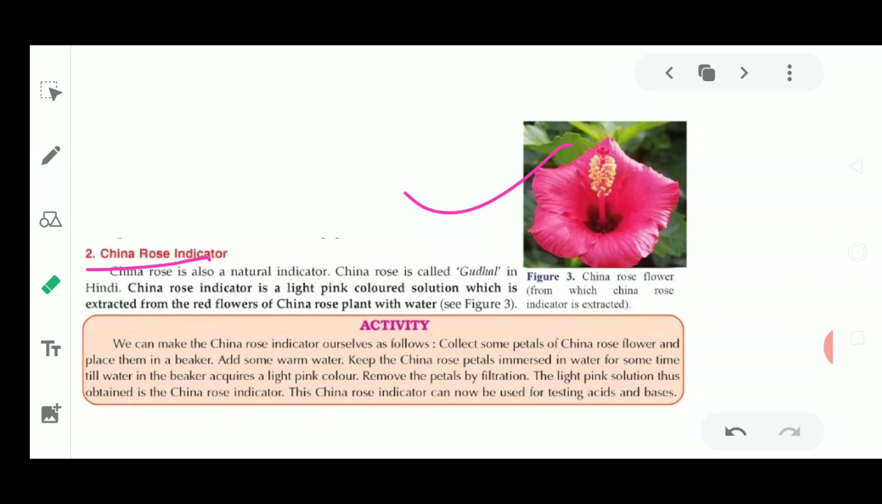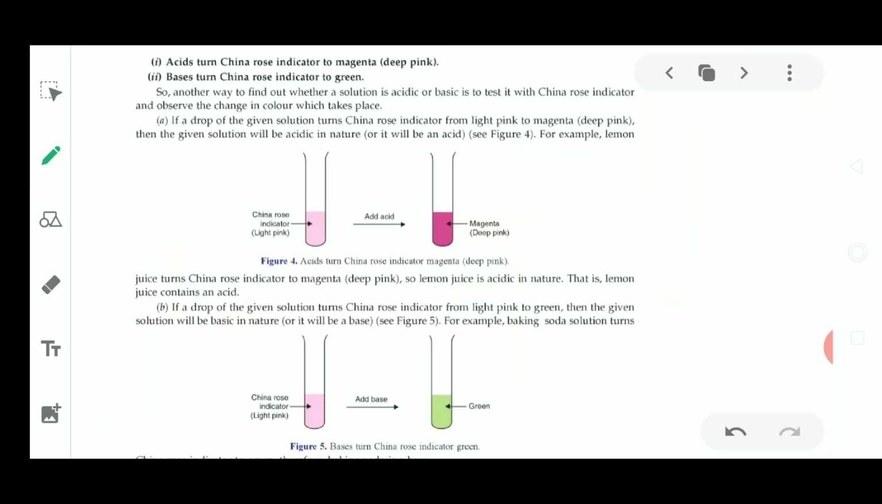Sometimes you have to crush also. You can crush the petals a little bit. These petals should be crushed in a mortar and pestle, and then we add it into warm water, and that water is filtered, which is used as China rose indicator. Now this China rose indicator is used for testing acids and bases. How are you going to test these acids and bases is given in the form of an activity in your book also, so we'll discuss it.